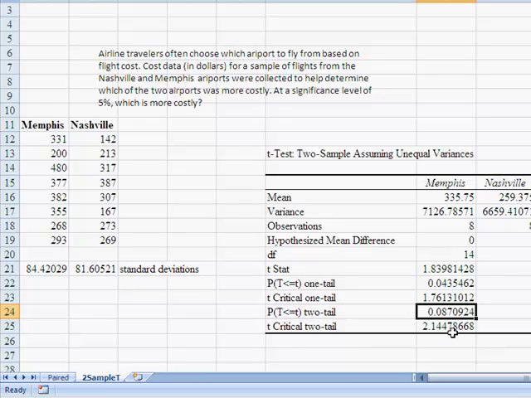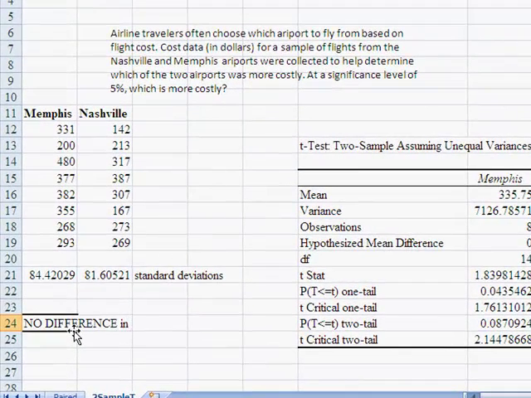Additionally, I can take a look at this p-value. When I look at the p-value, my two-sided p-value is 0.08. That's larger than 0.05. Accept the null. So far so good. I've accepted the null. Looks like I am going to be able to make the conclusion there is no difference in cost between these two airports.